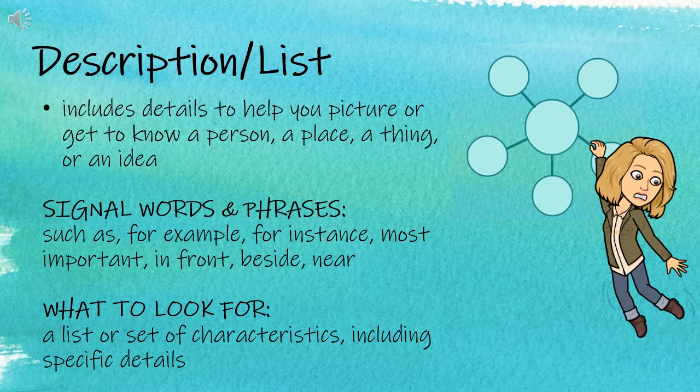The first text structure, description list, includes details to help you picture or get to know a person, a place, a thing, or even an idea. There are certain signal words and phrases that you can look for to help you identify the text structure as description list, such as, for example, for instance, most important, in front, beside, and near, just to name a few. You should also look for a list or a set of characteristics, including specific details.